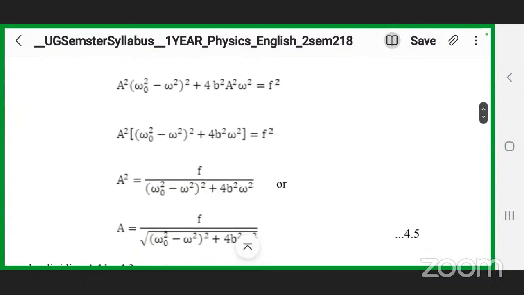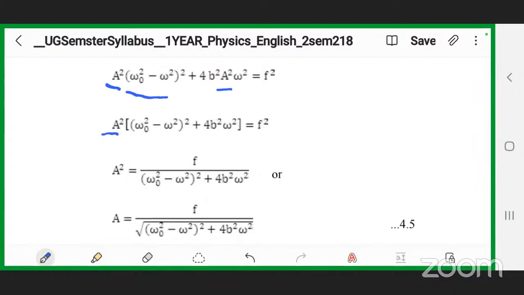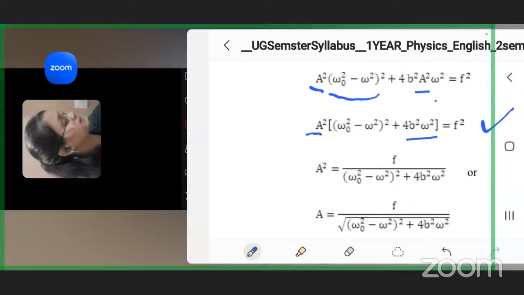So simplifying this equation, in these two, here a square is there, here also a square. By commoning this a square, what will you get? Omega naught square minus omega square whole square plus 4b square omega square, which equals F square.